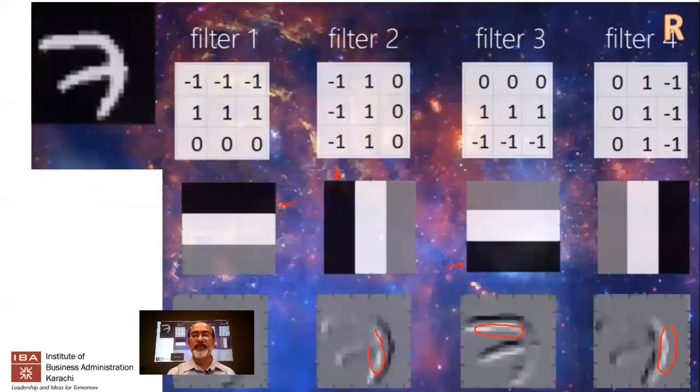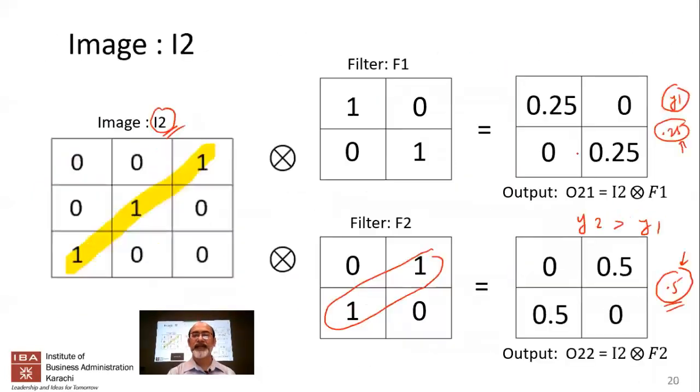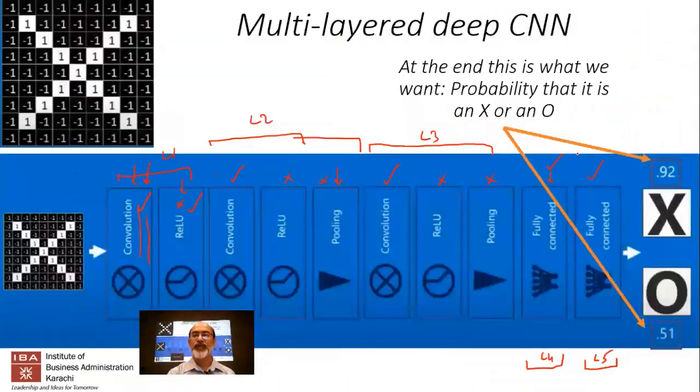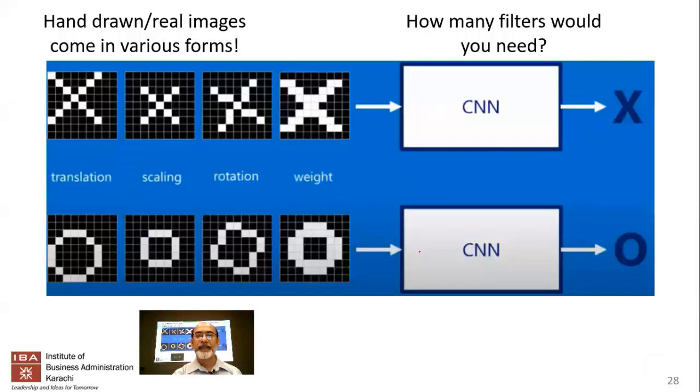So if we keep going forward, hopefully that answered the question as to why we have deep layers, and why we have 3 layers, why not just 1? Now going forward, we've already answered the question as to how many filters you would need. We're probably saying that we need 3 filters over here, and maybe 2 filters over here.